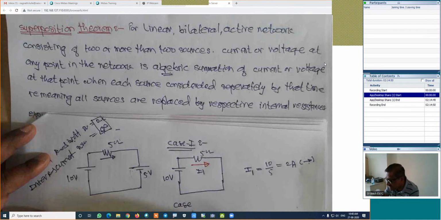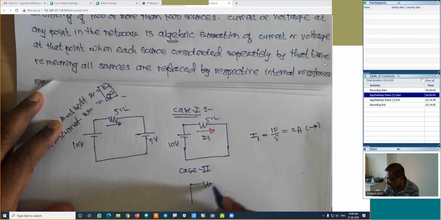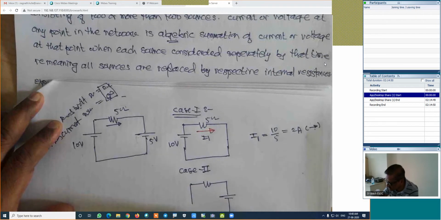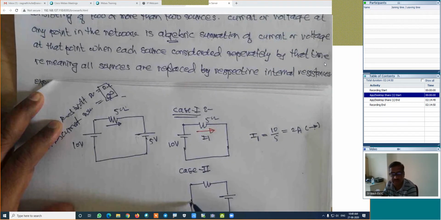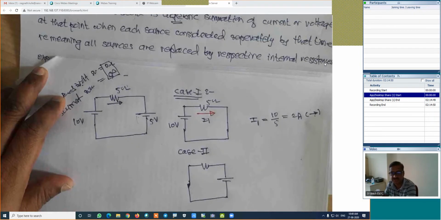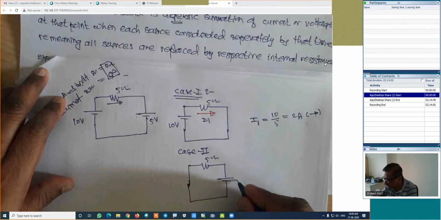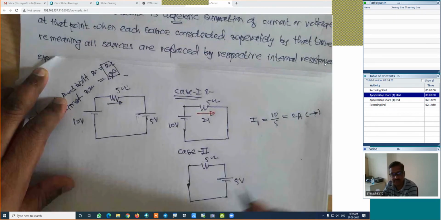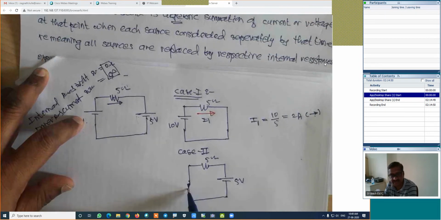In the second case, we will consider the second source. Is it right? The circuit will be the same. We will consider the second source. And this first source is again a voltage source, and that source should be replaced by its internal resistance, which is 0 ohm. This is 5 volt. This is 5 ohm. And this source is replaced by its internal resistance in case 2.